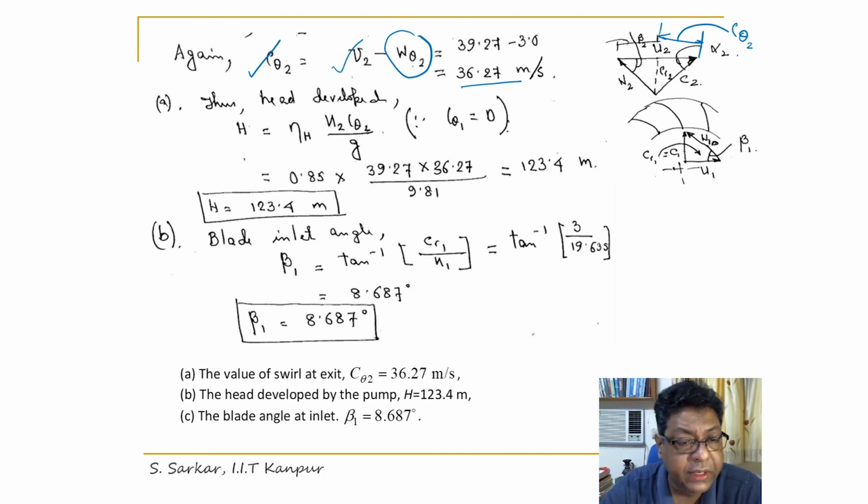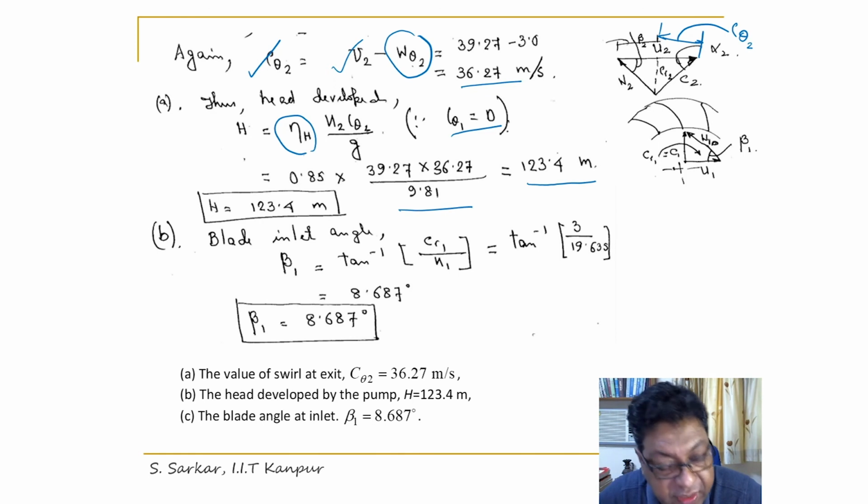Now head developed would be H equals eta H, the hydraulic efficiency, into U2 C theta 2 divided by g, because here C theta 1 is equal to 0. Eta H is 0.85, U2 is 39.27, C theta 2 is 36.27, divided by 9.81. If you do this calculation, you will get 123.4 meter. So head developed would be equal to 123.4 meter.